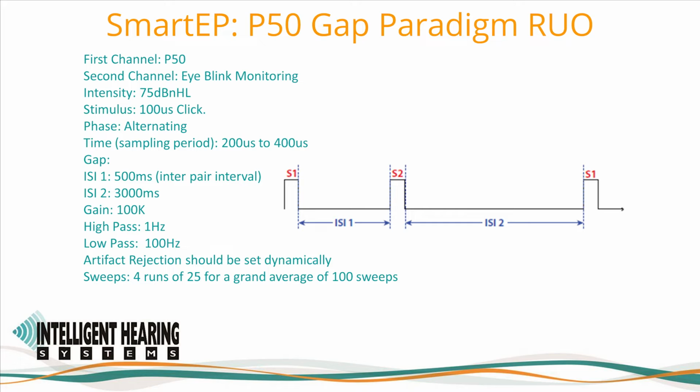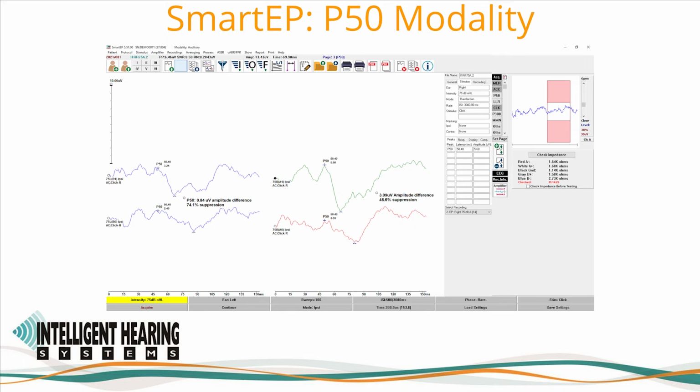Filtering with high pass set to 1 Hz, low pass set to 100 Hz, and a gain set to 100K should be appropriate for acquisition of P50. Patients should be awake and alert. Due to the required long ISI values, it may be beneficial to acquire sweeps in small batches and then add the recordings into a grand average post-acquisition. Research has found that an abnormal P50 suppression can be a biomarker for several disorders or pathologies and cognitive processes.